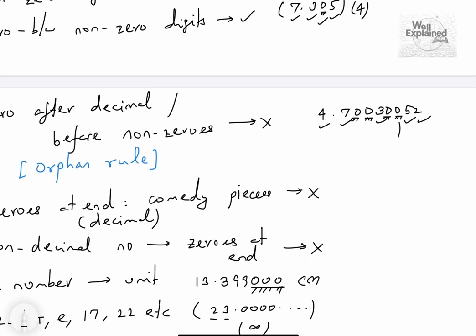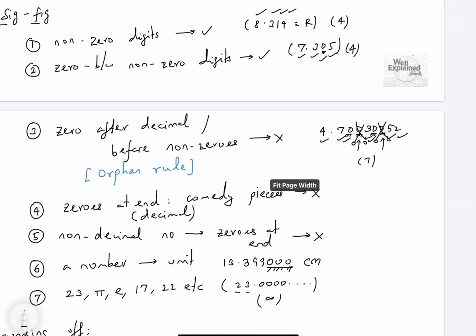So look at this zero. This zero has nobody on its left to support, so kill this zero. Now look at this zero. This zero has somebody on its left to support, so count this zero. Look at this zero. This zero doesn't have any other person to support it, there's only a zero, so don't count this. Cut this off. And look at this zero. This zero has somebody to support it, yes, please count it. So how many do we have? 4703005, so 1, 2, 3, 4, 5, 6, 7. So 7 are the significant figures for this.